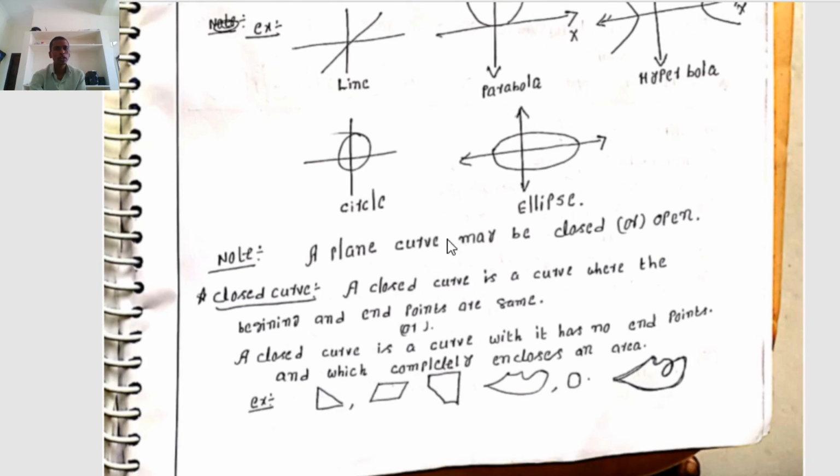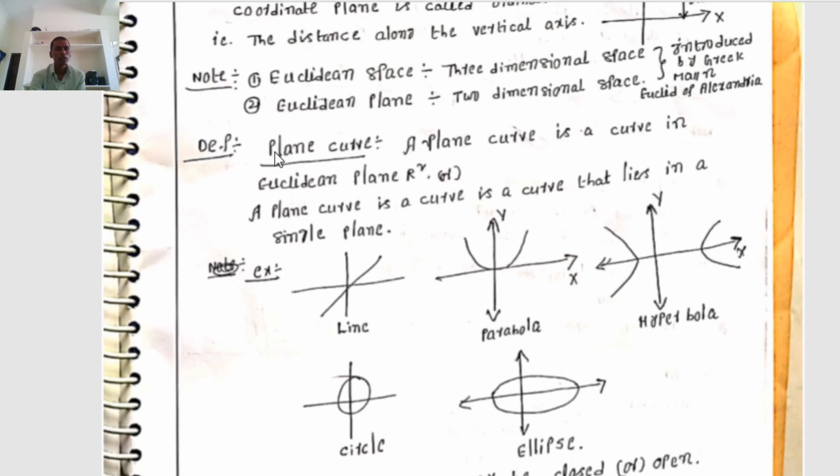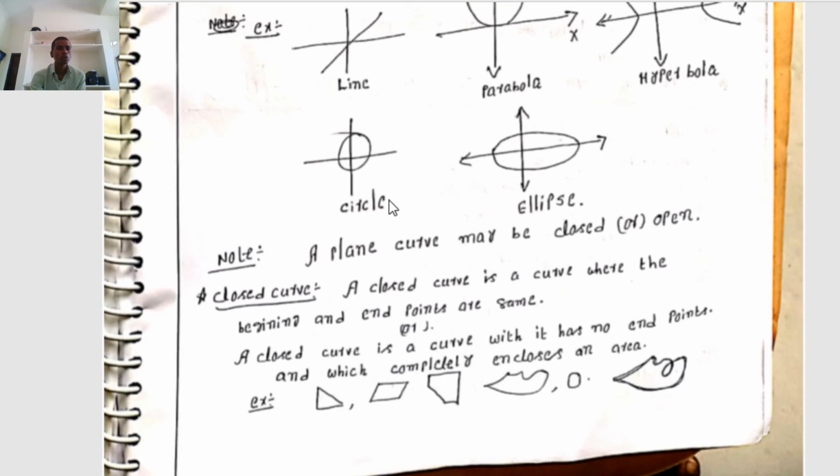Next, note: a plane curve may be closed or open. The plane curves in the xy plane are line, parabola, hyperbola, circle or ellipse. Open curves are line, parabola and hyperbola, but closed curves are circle and ellipse. A plane curve may be a closed curve or an open curve.